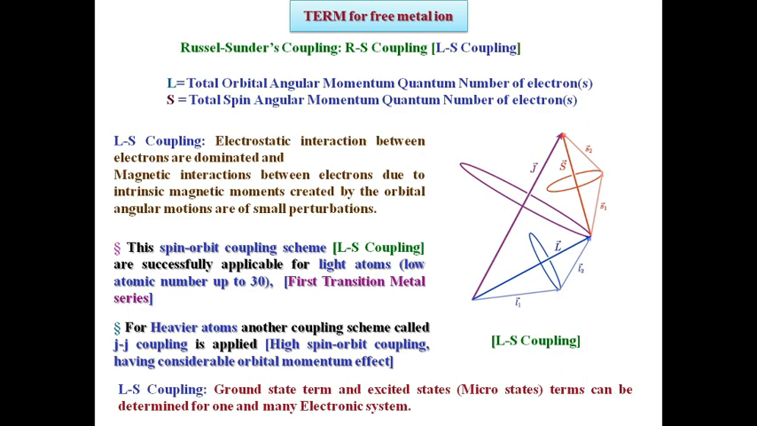For LS coupling, the ground state term and excited state terms, including microstates, can be determined for a one or many electron system. How to determine the RS term symbol? We already know how to find the term symbol of a particular electronic system using the Russell-Saunders coupling scheme. To find it, at first choose the particular orbital whose term symbol has to be determined, like metal d electrons, suppose d1 or d2 or d5 or d9, etc.